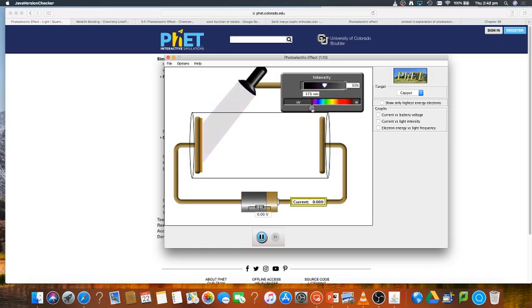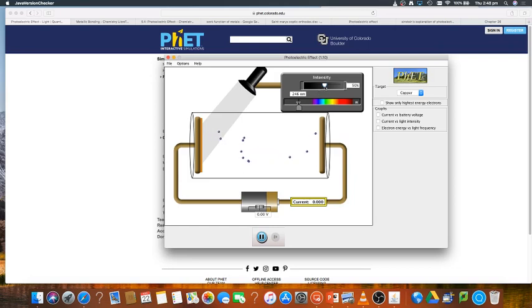By decreasing the wavelength, you increase the frequency. Still nothing. So we're getting, there we go. The lowest frequency, or longest wavelength, where photoelectrons are emitted is called the threshold frequency.